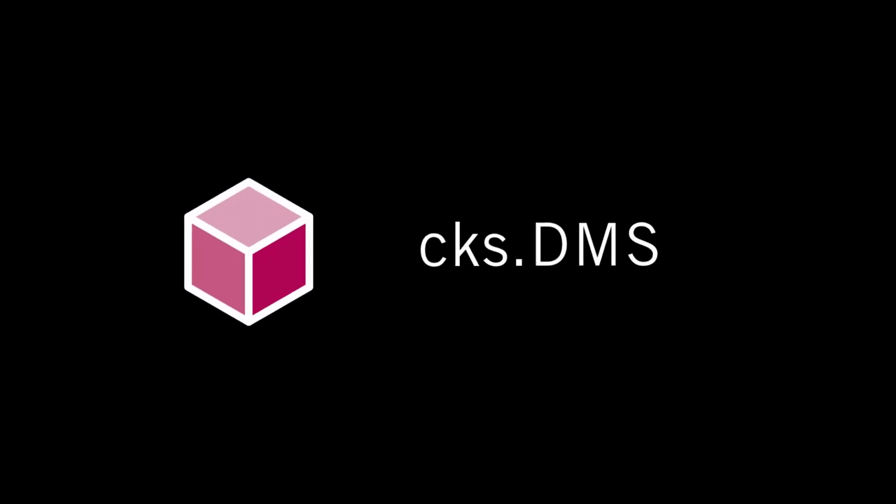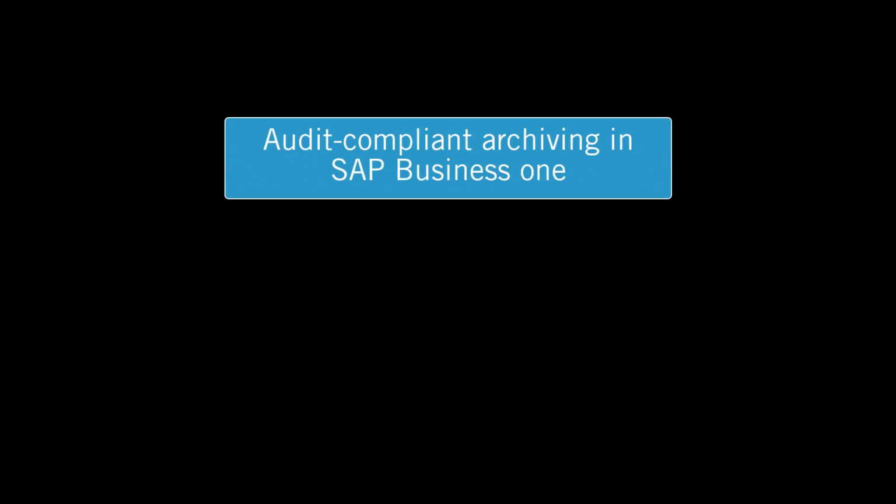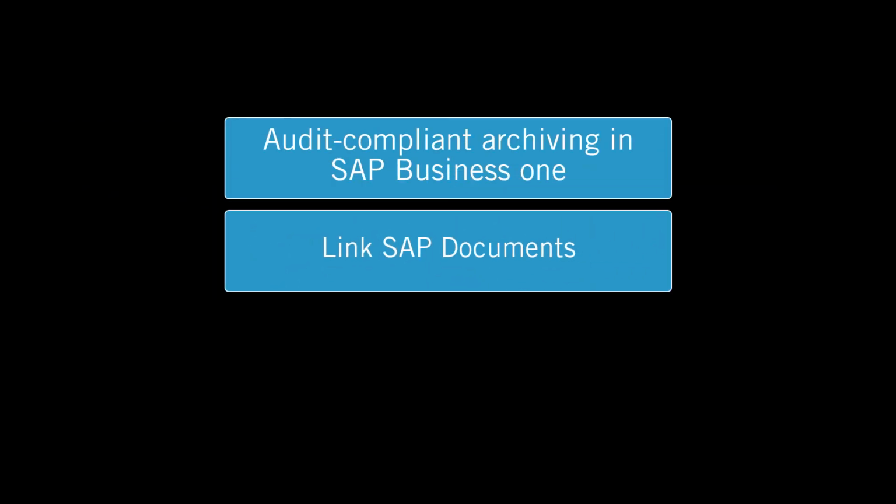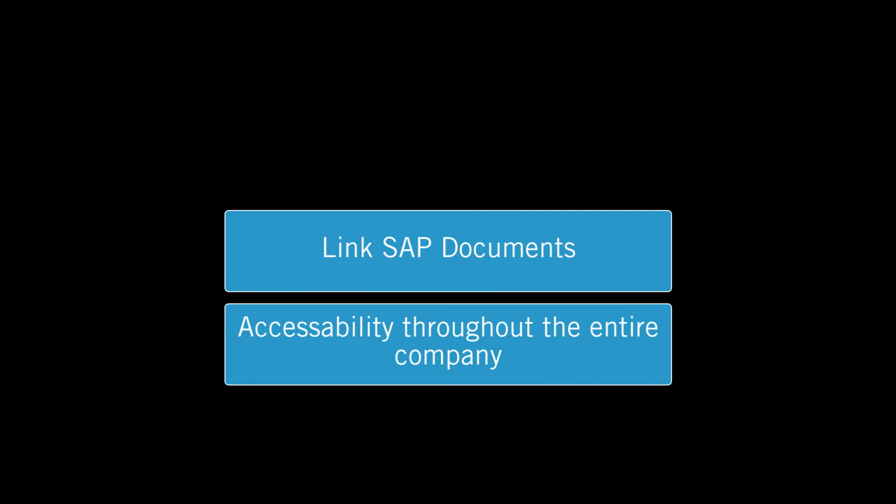And that brings us to the end of our short introduction to the basic functions of cks.DMS. We have seen how we can archive documents in an audit-proof way from directly within SAP Business One, how to link SAP documents, and how to make them available throughout the entire company.